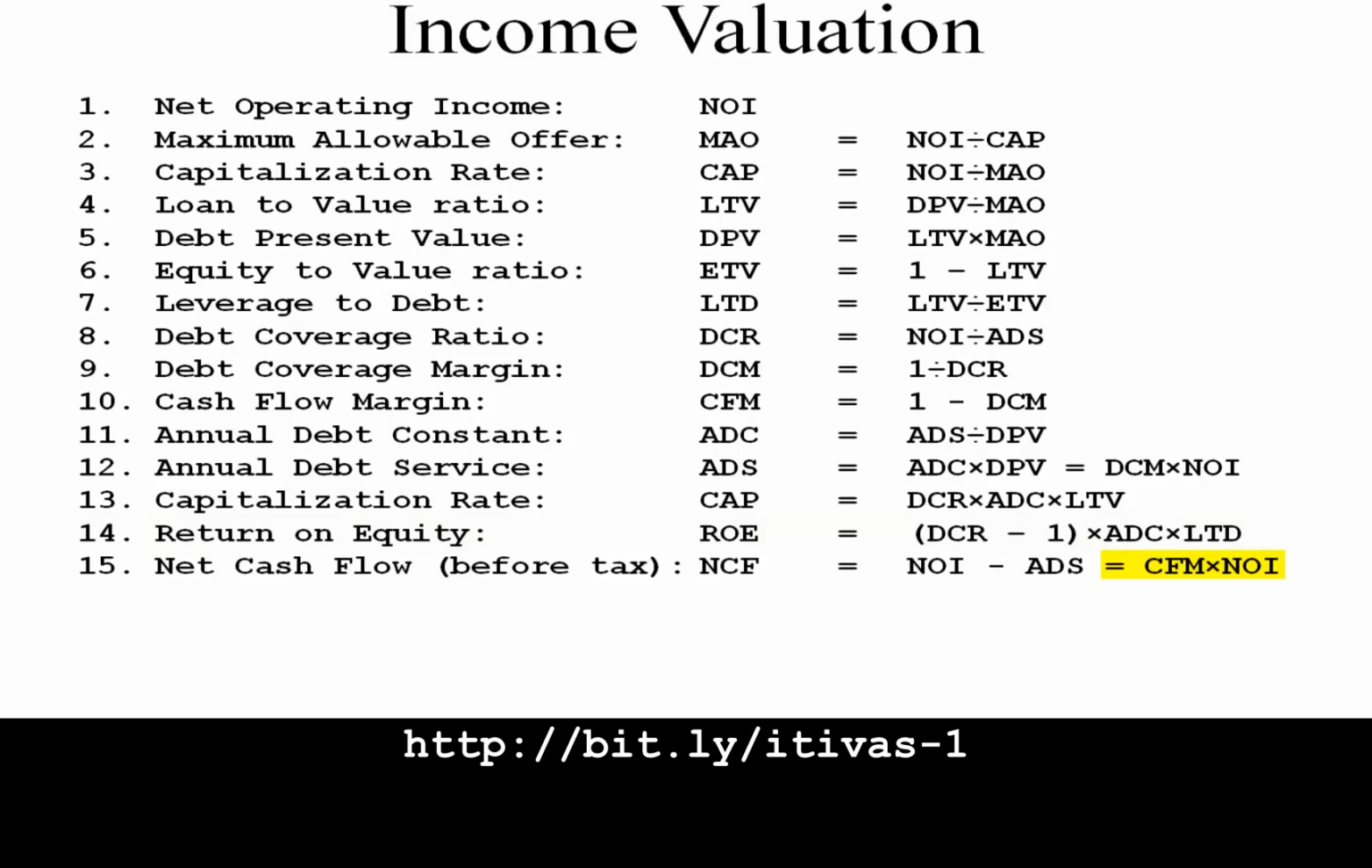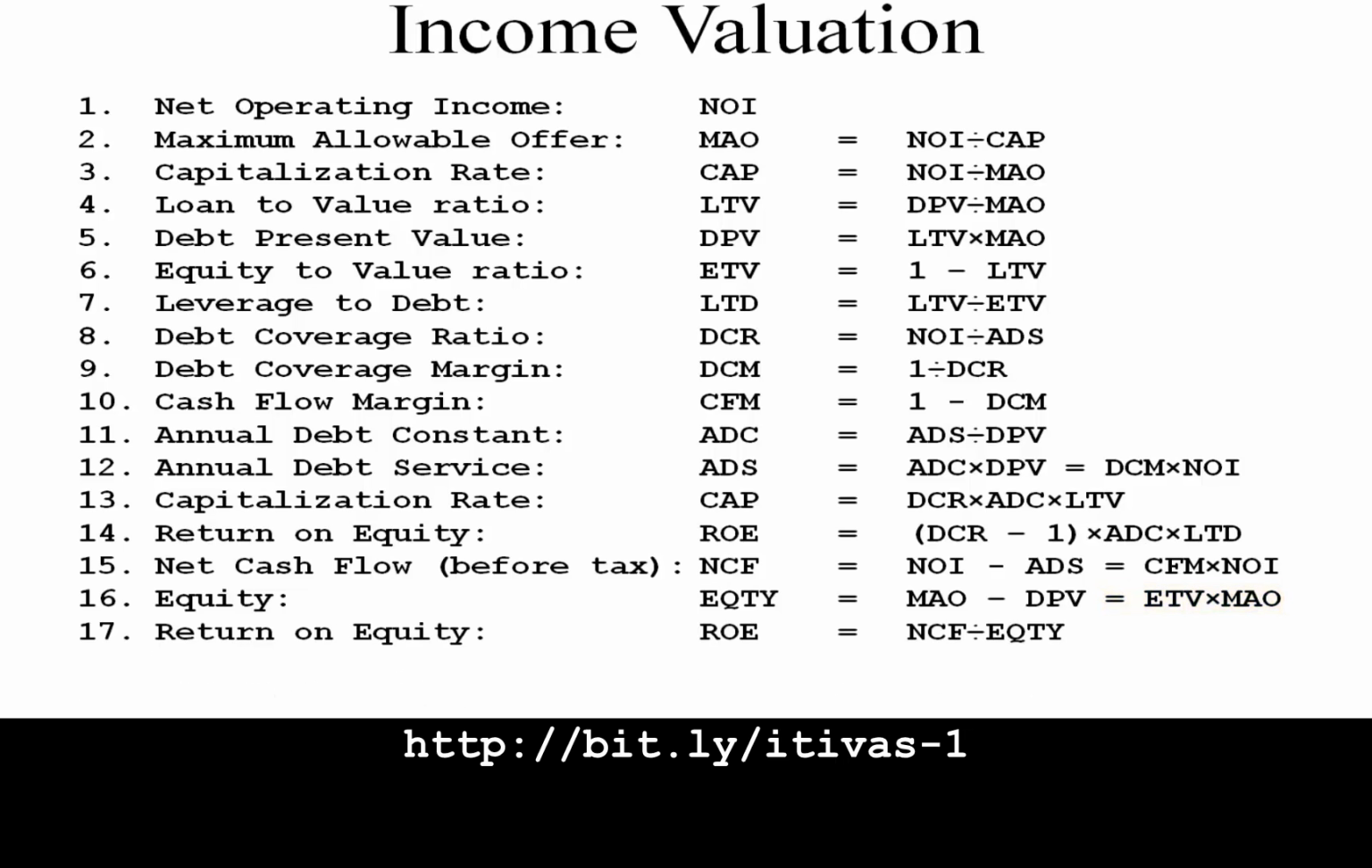The net cash flow before tax, NCF, equals net operating income minus annual debt service. It's also equal to cash flow margin times net operating income. The equity is equal to the maximum allowable offer minus the debt present value. It's also equal to the equity to value times maximum allowable offer. The return on equity, again, is ROE equals net cash flow divided by equity.